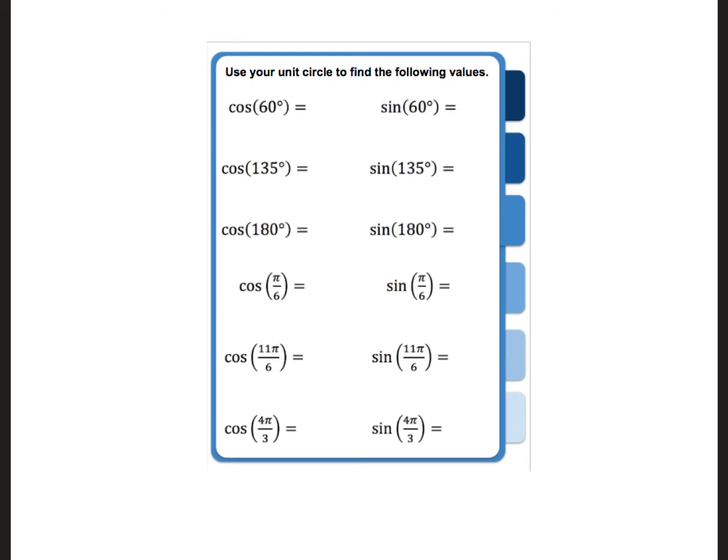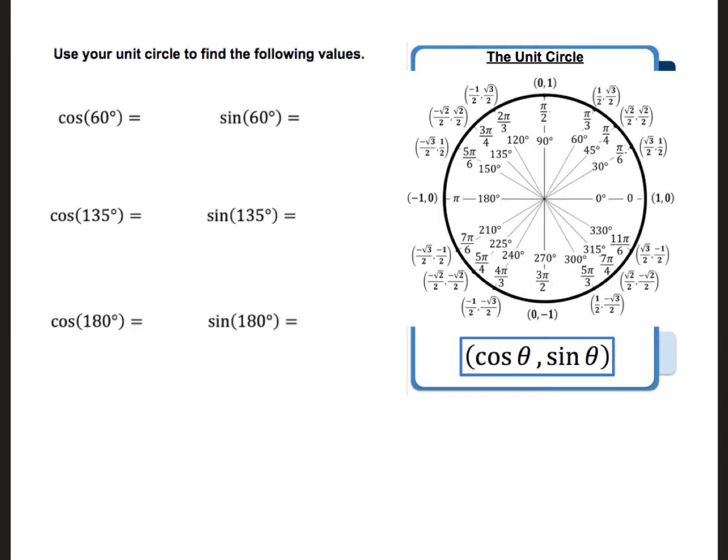In this video, we're going to talk about how to use your unit circle to find the following values. We're going to be finding the sine and the cosine of given angle measures in degrees and in radians. So without further ado, let's look at the first problems. Again, we're using our unit circle. For the first 6 problems, they're all in degrees.